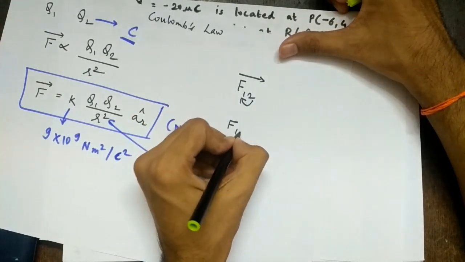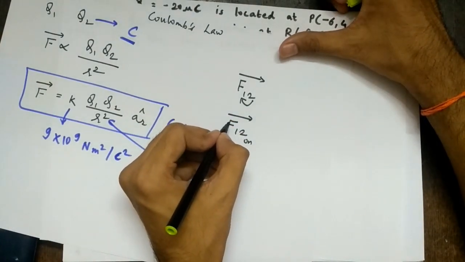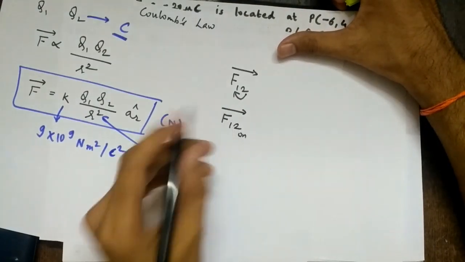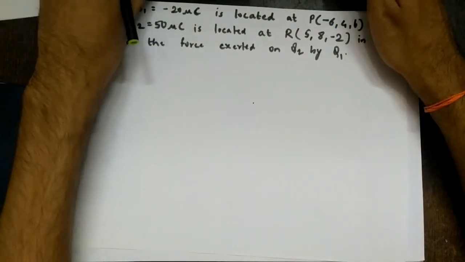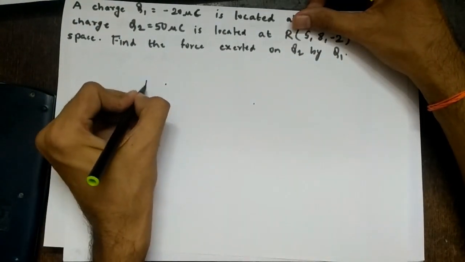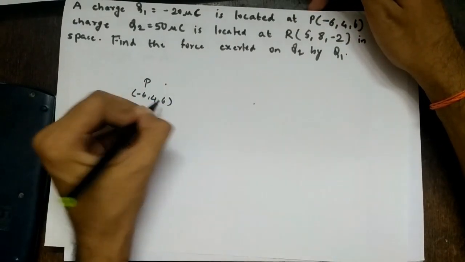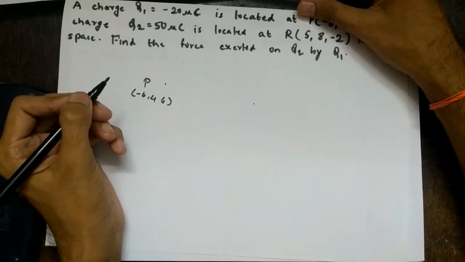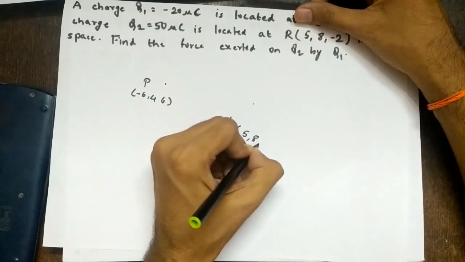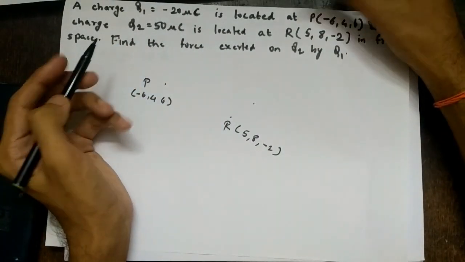So if you want, you can remember it in this way: F12, and here you write "on". So F, that is the force exerted on Q2 by the charge Q1, is in the direction of 2 because it is on 2, that is, on charge 2. So let's draw the points. Let's say this is P of minus 6, 4, 6. Then we have R. It is 5, 8, minus 2.